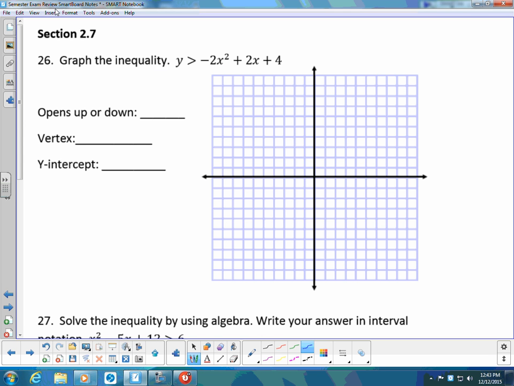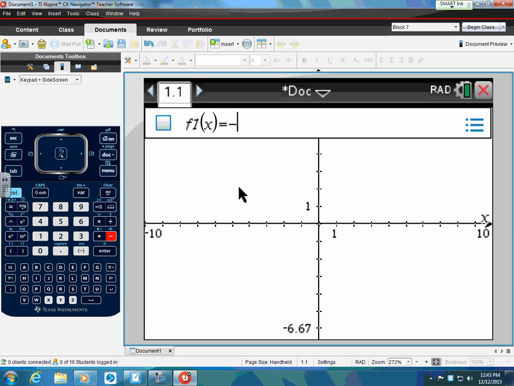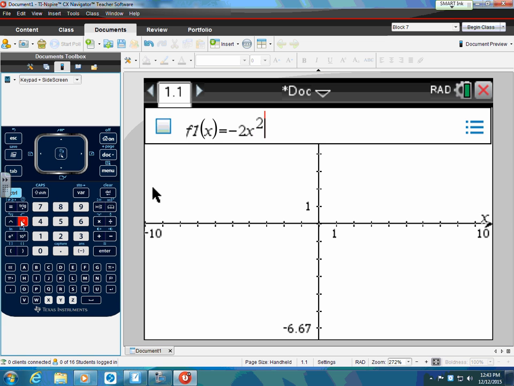We're graphing the inequality y is greater than negative 2x squared plus 2x plus 4. We know this is going to be opening down because the leading coefficient here is negative. And we know that we can graph this on our calculator, negative 2x squared plus 2x plus 4. So let's graph that.